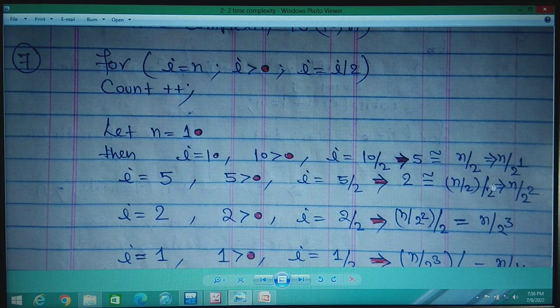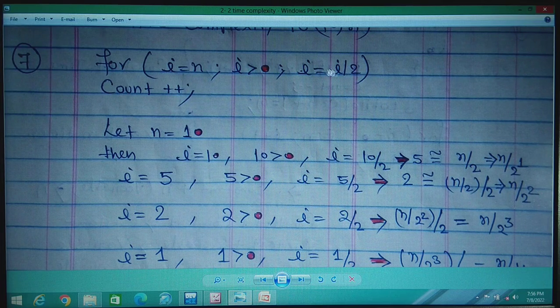Already there is 2. So you can write n upon 2 upon 2, so you can write n upon 2 ki power square. I think that you understand. Again, now I has changed. Again, I is equal to 2. Now for I is equal to 2, now 2 is greater than 0. Yes, 2 is greater than 0.